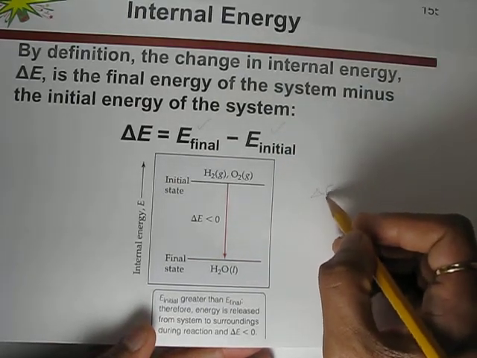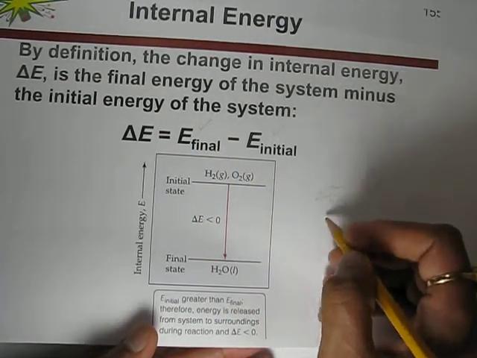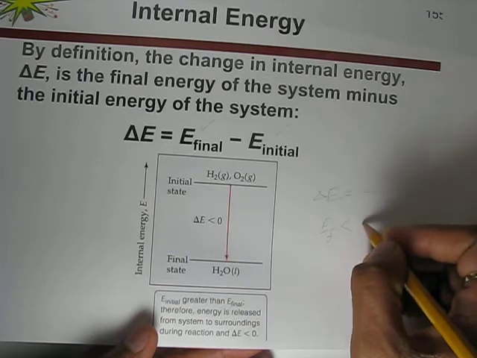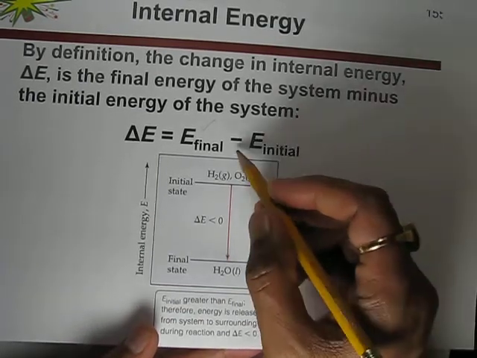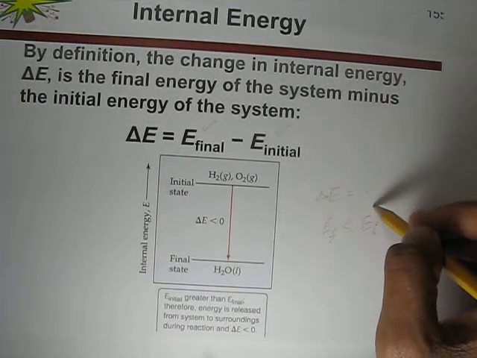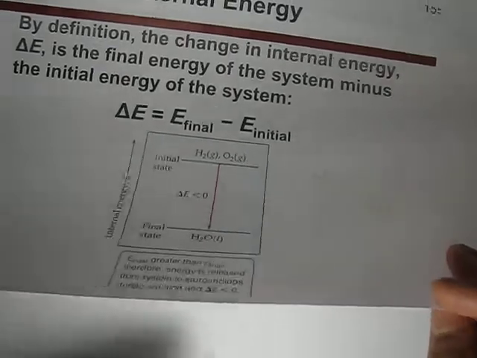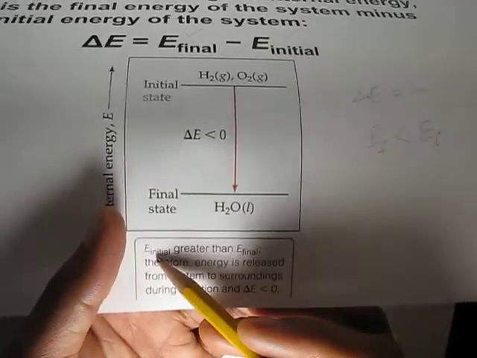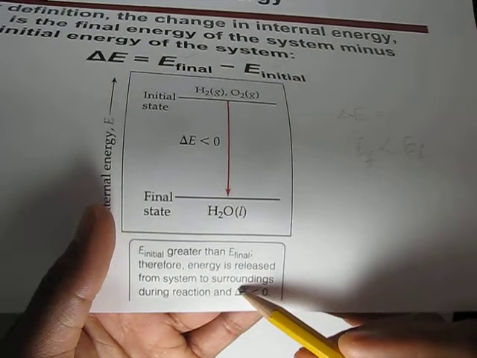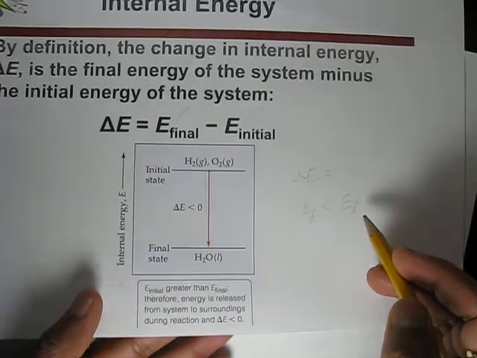So delta E will be negative. E final will be less than E initial. So if this negative sign is bigger, it means the result will be that delta E becomes negative. This is the way we say that E initial is greater than E final, therefore energy is released from the system to the surroundings during the reaction, and delta E is less than 0. It means it will be negative.